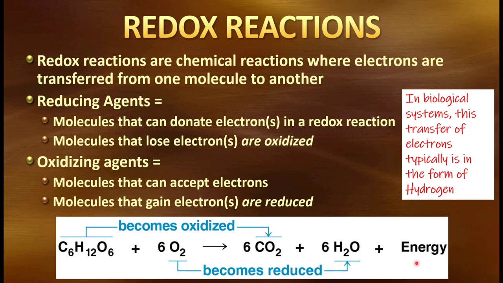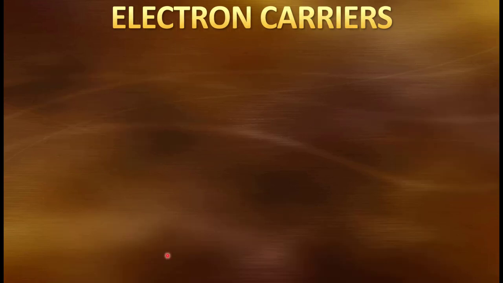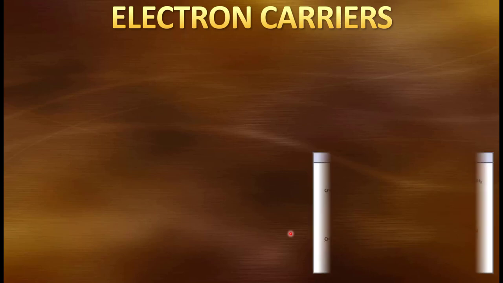Now this doesn't happen all at once. There's many steps that we're going to see in this chapter to get us to this overall general reaction. And glucose is not going to just directly hand all of these hydrogens over to oxygen. It's going to do it using what we call electron carriers. So what are electron carriers?